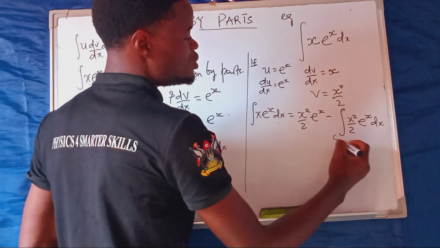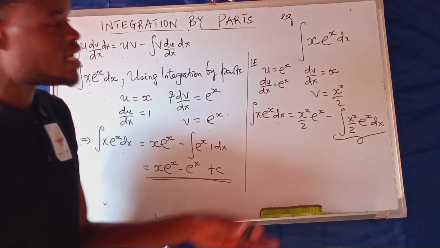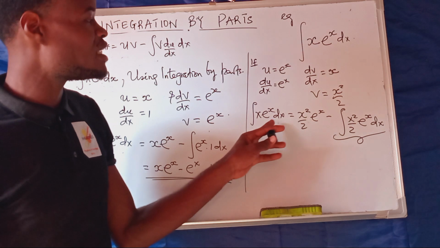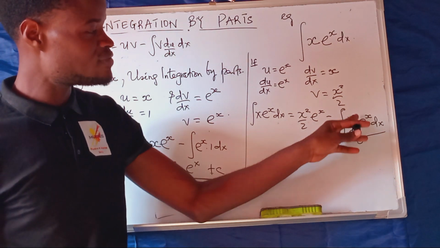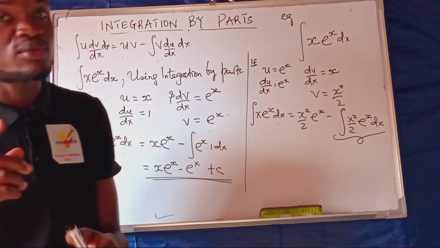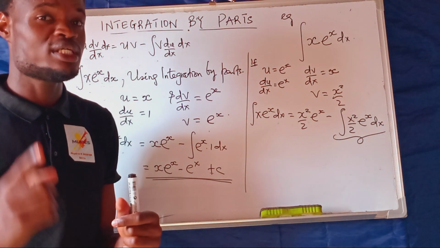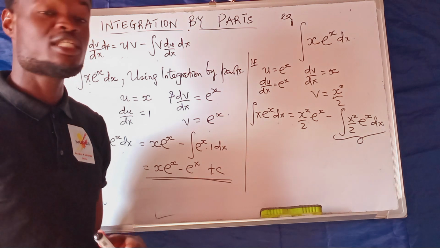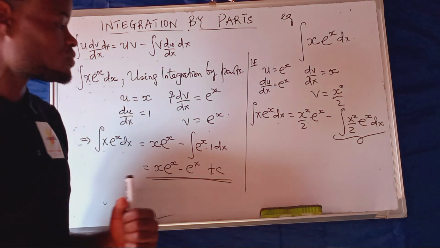So you see that you still have another problem. Actually, this problem is bigger than this one, because you see that this function is increasing. So we always choose a u which is easy to differentiate, and when we differentiate that u, it is a reducing function.